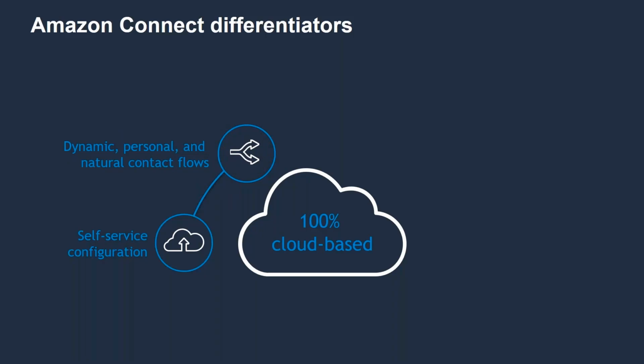We provide dynamic, personal, and natural contact flows. So when your customers call and they're interacting with the front end of your environment, your interactive voice response system or your chat bots, we want to make those dynamic and personal. We want to make them sound and experience like you're talking to a human. Amazon Connect allows you to do that with the tools in Amazon Connect and other AWS services like Amazon Lex.